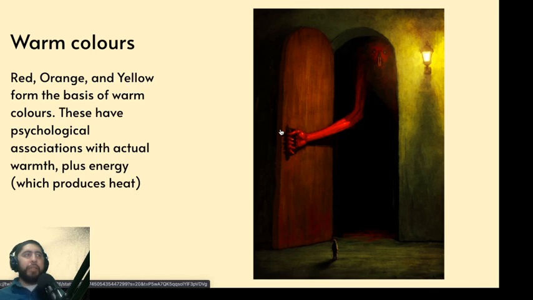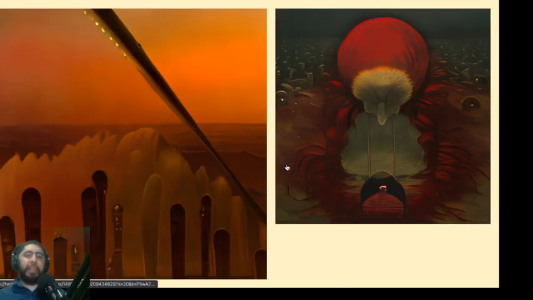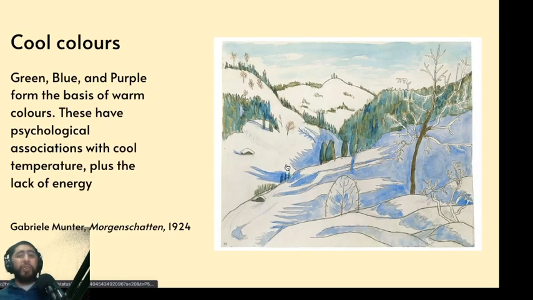Think about the associations of why it's called warm. Does that make sense to you? Some more examples of cool colors. This is an obvious example because snow is white, and when we see shadows on snow, they're blue. And there's a green forest. So this is obviously a very cool, chilly scene.